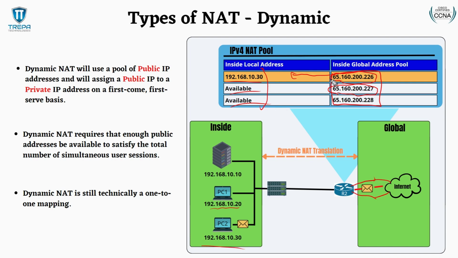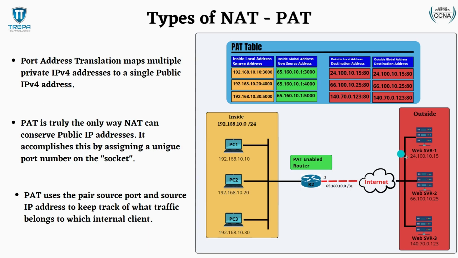So if we have 3 public IP addresses in our inside global address pool, we can only have 3 users connecting simultaneously, which obviously you must have a very small business if you only have 3 users. So that's dynamic NAT, and I don't have a good example of when we would use that. And now let's get into the moneymaker, right?